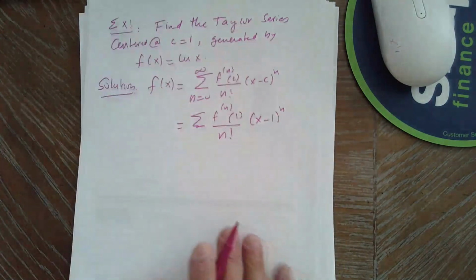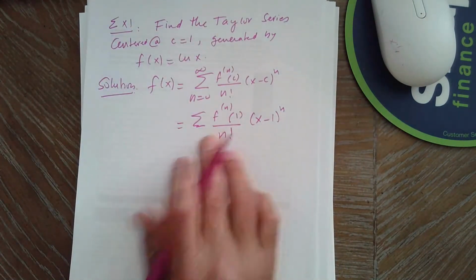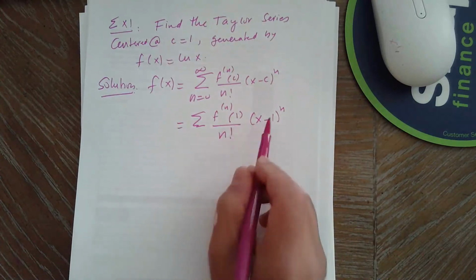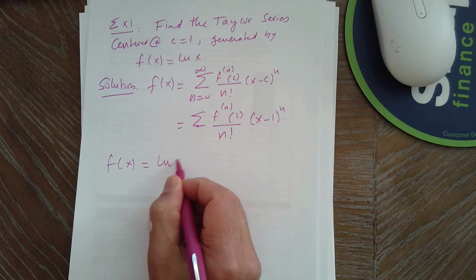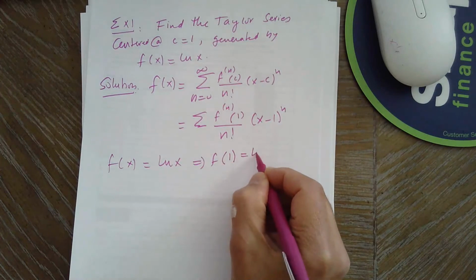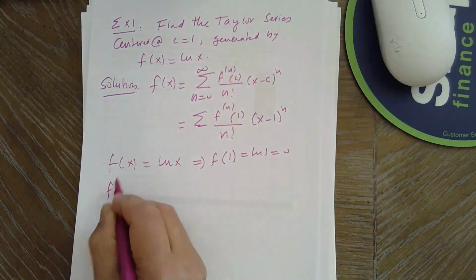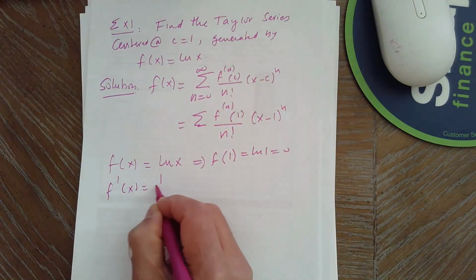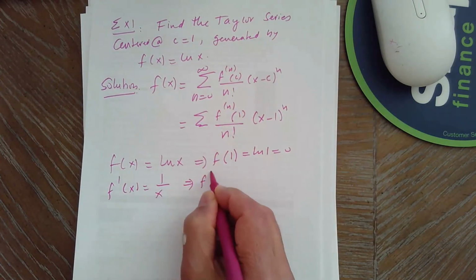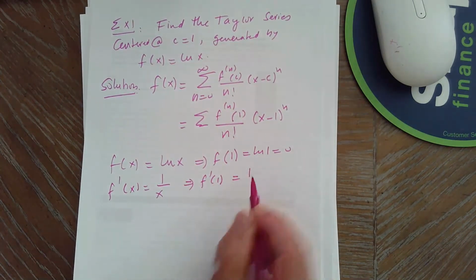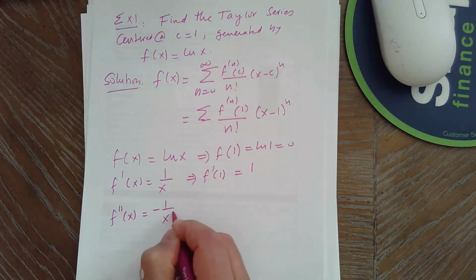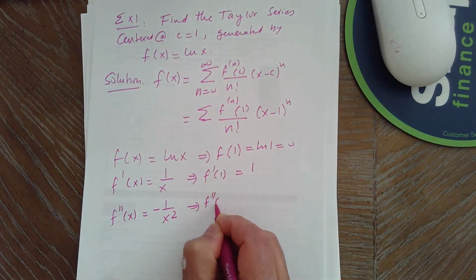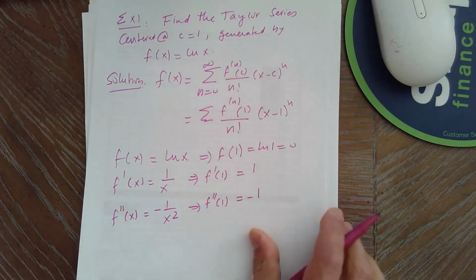So we have to find the first derivative, second derivative, and so on, evaluate at 1, and plug in. So f of x is ln of x. We need f of 0. Remember, it's f of 0 first. I mean f of 1. f of 1 is ln of 1, which is 0. f prime of x is 1 over x, so f prime at 1 is 1. The second derivative at x is negative 1 over x squared, so the second derivative at 1 is negative 1.